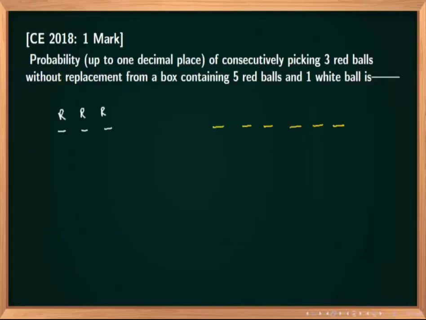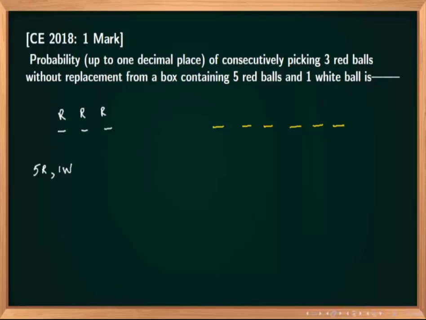Probability, up to 1 decimal place, of consecutively picking 3 red balls without replacement from a box containing 5 red balls and 1 white ball. So I have 5 red, 1 white. Now I need to find the probability of consecutively picking 3 red balls.